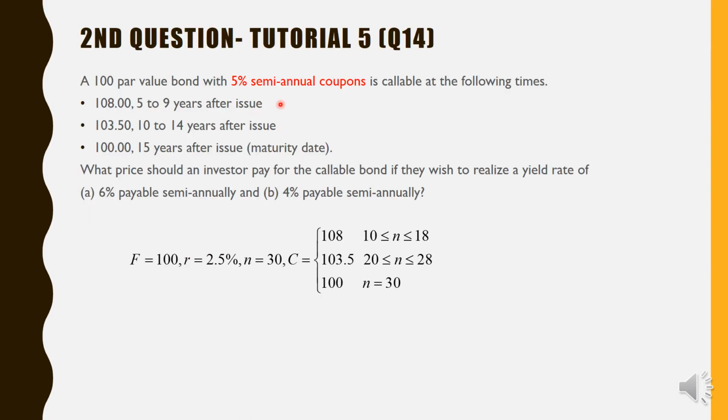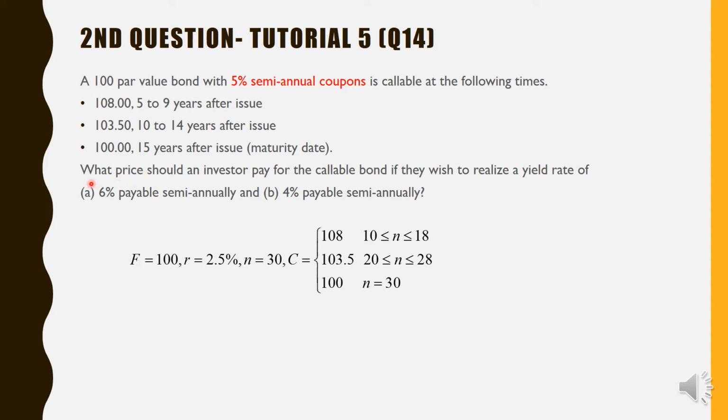Moving on to the second question, a 100 par value bond with 5% semi-annual coupons. Semi-annual coupons, so the R will be 2.5%. It's callable at the following times. These three are the redemption values, 108 for years 5 to 9. But we will change the 5 to 9 to 10 to 18 later on because this is semi-annual coupons. And the same goes for 103.5 and 100.